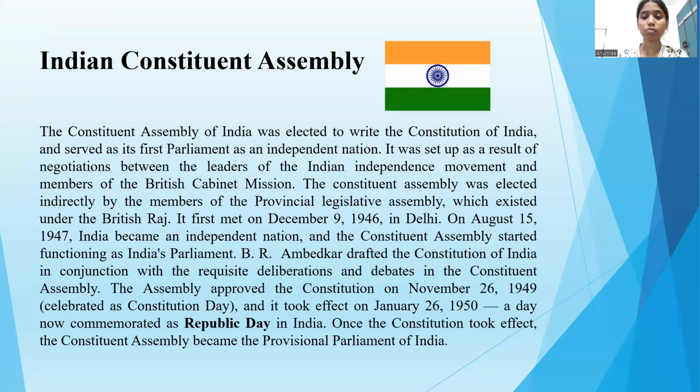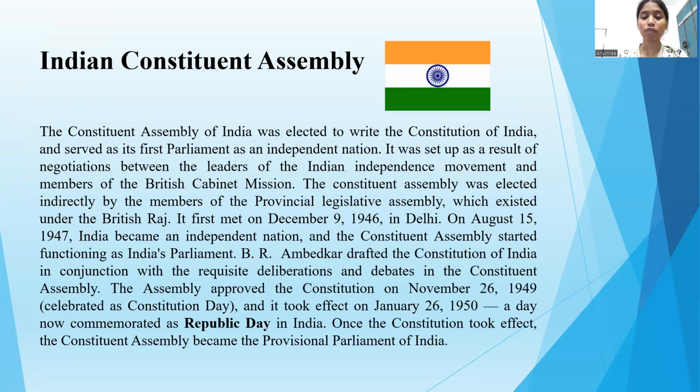The Constituent Assembly was elected indirectly by the members of a provincial legislative assembly which existed under the British Raj. It first met on December 9, 1946 in Delhi. On August 15, 1947, India became an independent nation and the Constituent Assembly started functioning as India's parliament.